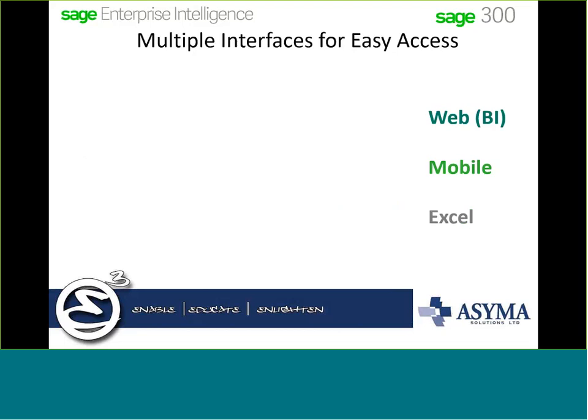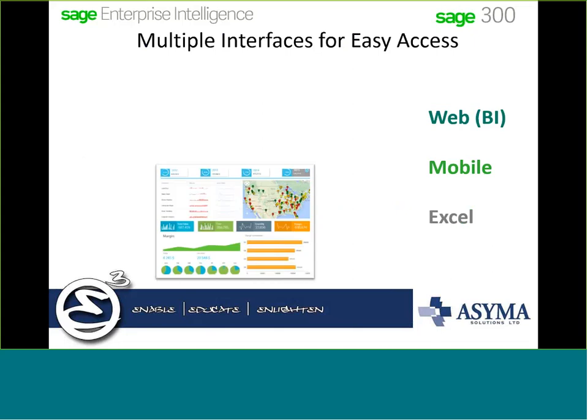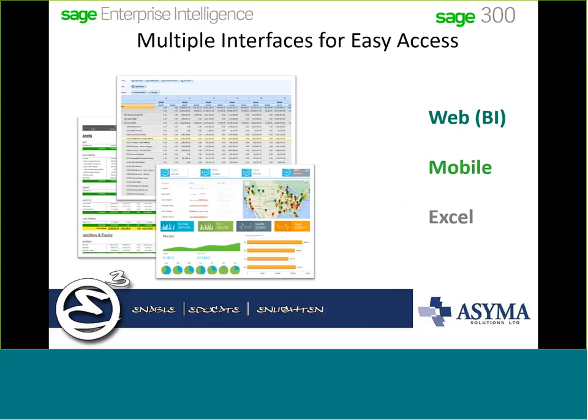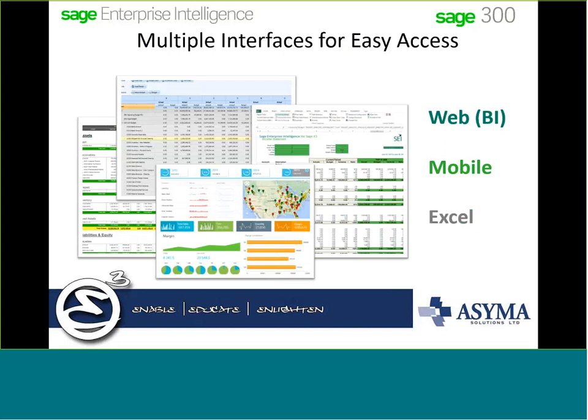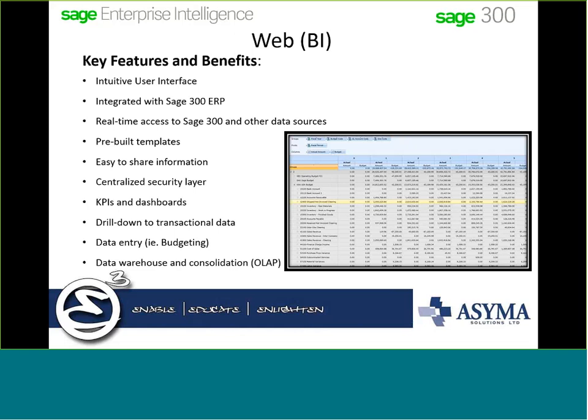A key thing to keep in mind with the software is that it's one comprehensive, easy-to-use business intelligence solution, and it consists of 3 interfaces. We start with the web, we have the mobile, and we have the Excel add-in. Starting with the web, again, very easy to use with an intuitive user interface. We want to make it simple for pretty much everyone to use it. It's integrated with Sage 300, and we do deliver reports right out of the box, which I'll show you on the next slide. However, you can also access any other data source with SEI.